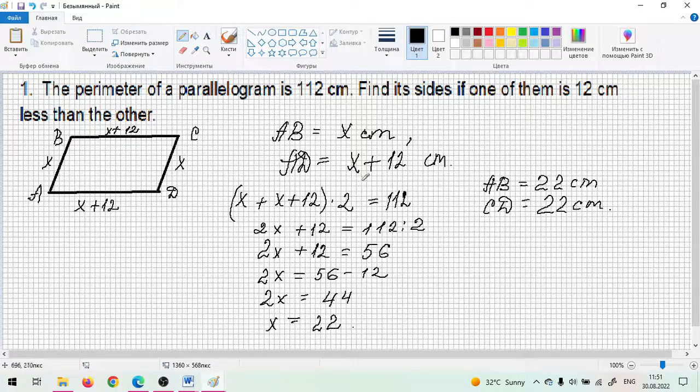AD is x plus 12. AB is 12 centimeters less, yes? So it's x plus 12. AD is 22 plus 12, it's 34 centimeters. And BC is 34 centimeters too. Okay.